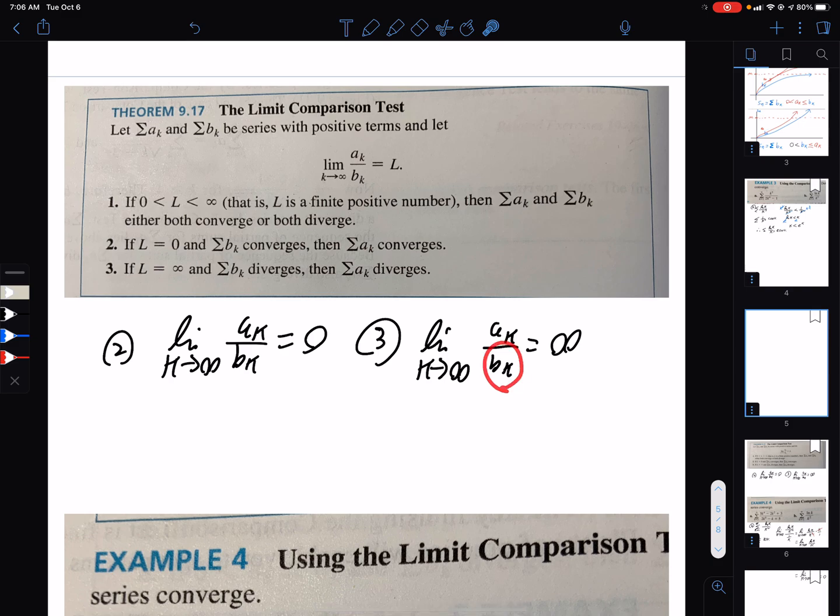But if the bottom one converges, and it goes to infinity, the top has a bigger growth rate. Well, I don't know what it does. It might flatten, it might not. So it's inconclusive. So that's the second two cases. You don't have to memorize that. That's just logical thinking.